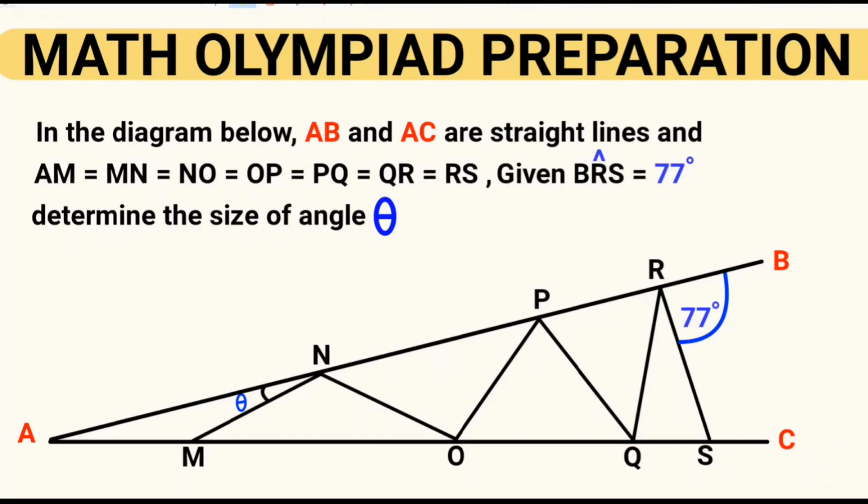In this Math Olympiad preparation question, we are told that AB and AC are straight lines and AM is equal to MN and is also equal to NO and equal to OP and also equal to PQ and equal to QR and RS. We are given the angle BRS, which is equal to 77 degrees. We have to determine the size of the angle theta.